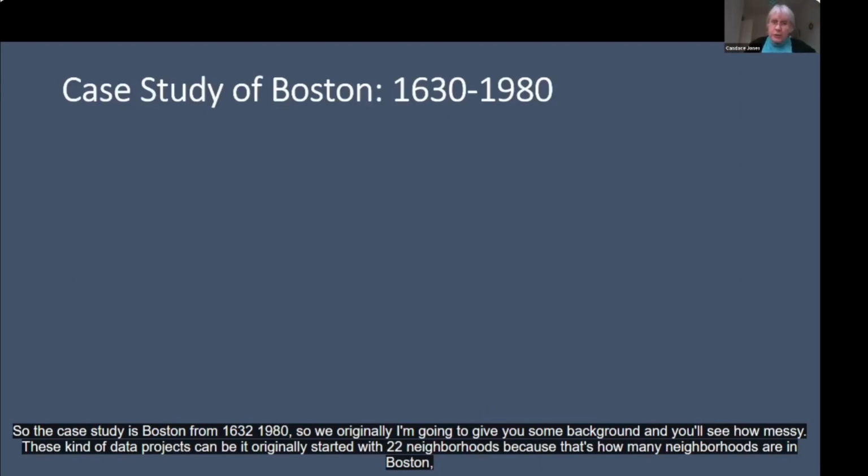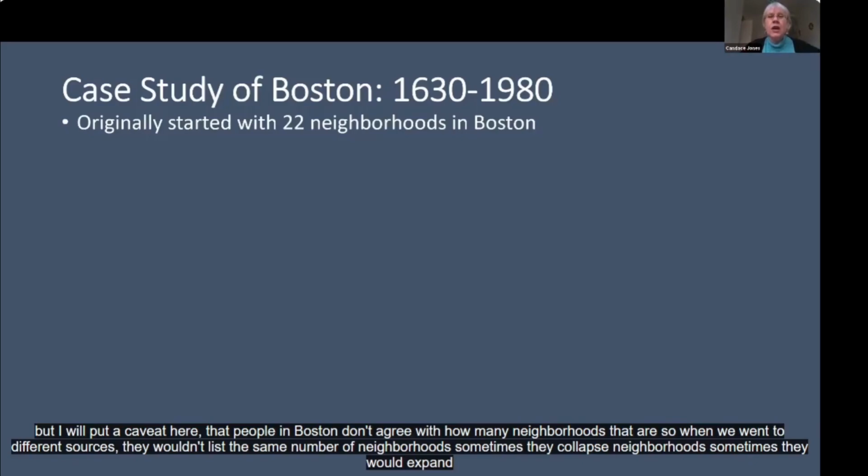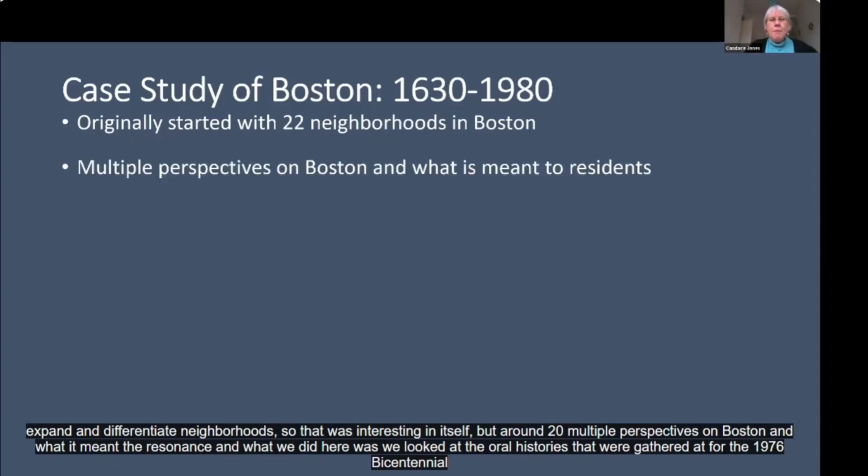So originally, I'm going to give you some background and you'll see how messy these kinds of data projects can be. It originally started with 22 neighborhoods because that's how many neighborhoods are in Boston. But I will put a caveat here that people in Boston don't agree with how many neighborhoods there are. So when we went to different sources, they wouldn't list the same number of neighborhoods. Sometimes they collapse neighborhoods, sometimes they would expand and differentiate neighborhoods. So that was interesting in itself, but around 20. Multiple perspectives on Boston and what it meant to the residents.